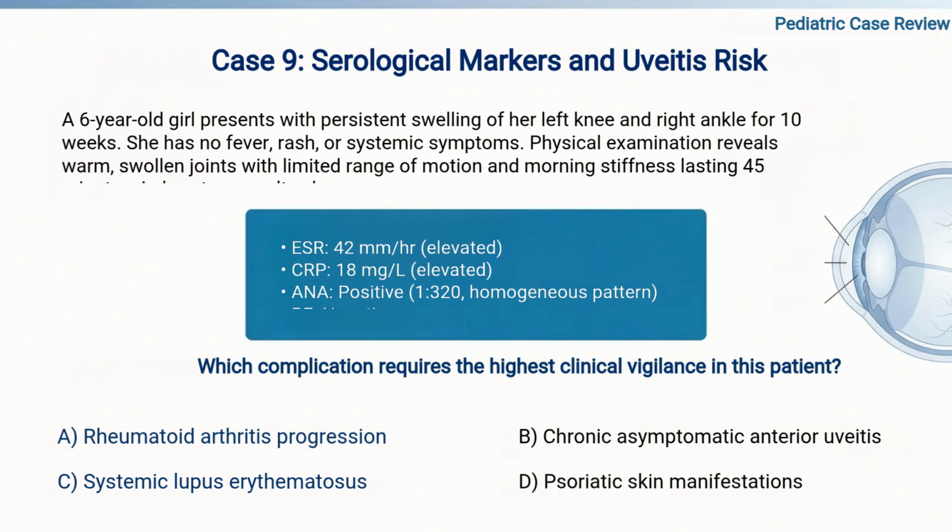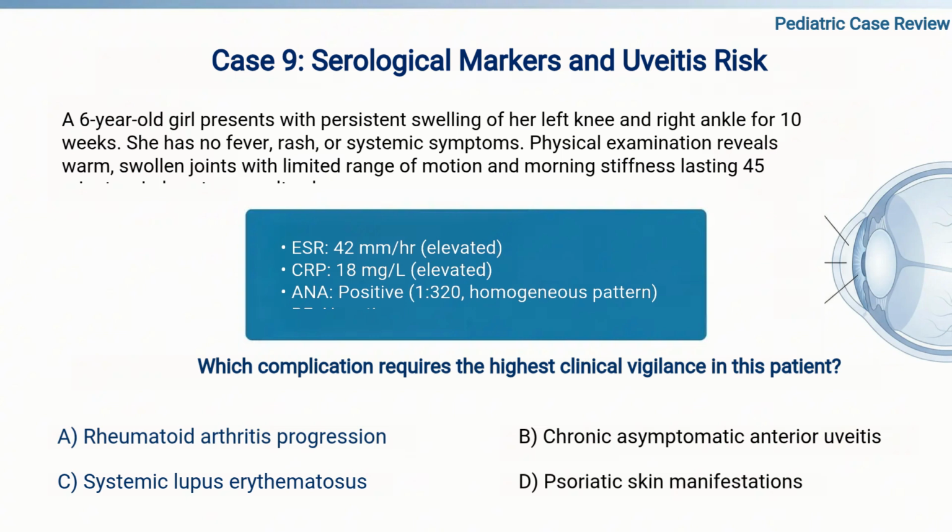Case 9. A 6-year-old girl presents with persistent swelling of her left knee and right ankle for 10 weeks. She has no fever, rash, or systemic symptoms. Physical examination reveals warm, swollen joints with limited range of motion and morning stiffness lasting 45 minutes. Laboratory results show erythrocyte sedimentation rate 42 millimeters per hour, elevated.